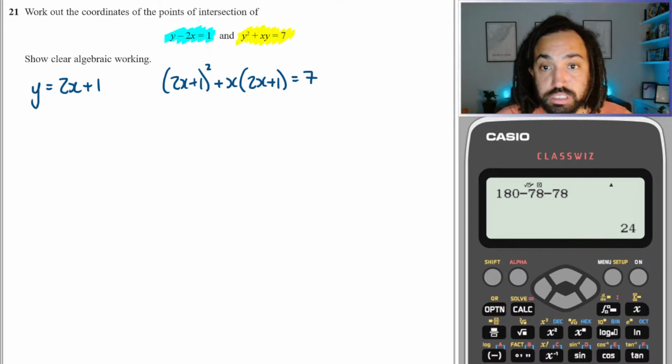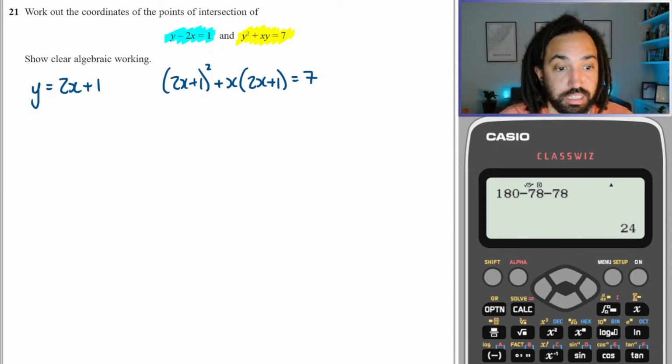Okay, so we should get that. That looks all good to me. Don't think I've made any mistakes. I think that's all good.